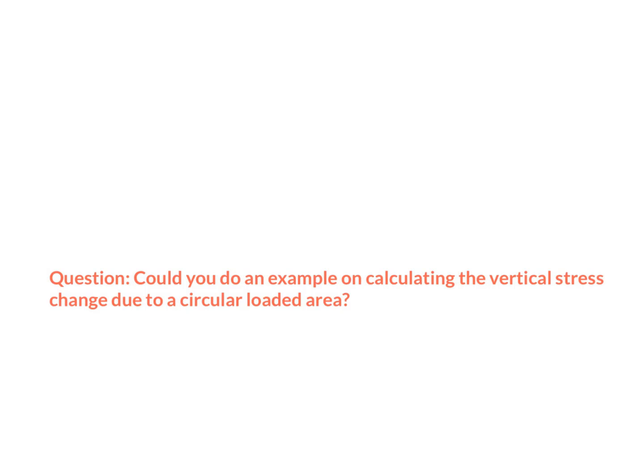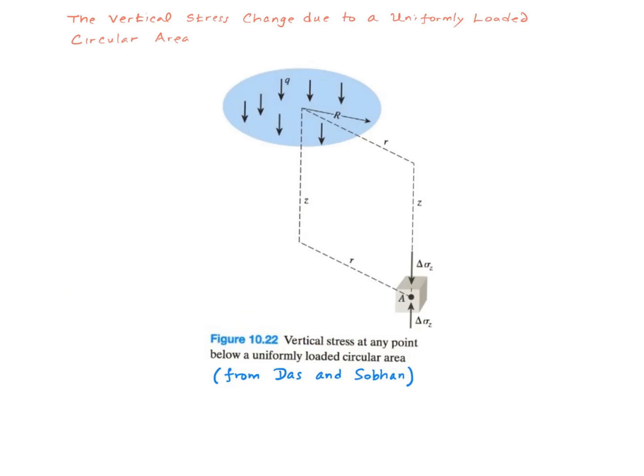The question that I have is, could you do an example on calculating the vertical stress change due to a circular loaded area? So in this picture, the footing pressure is little q, and we are interested in calculating the vertical stress change at any point below the footing. And here is a common point, and this point lies at a radius, little r, from the center of the footing and at a depth of z from the loaded area. The procedure of calculating delta sigma z is best illustrated through an example.